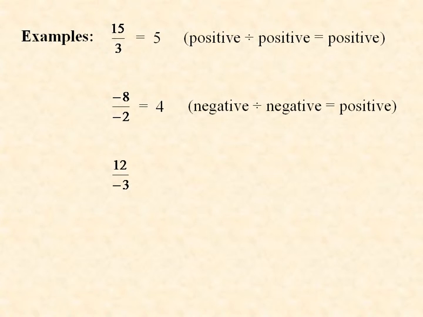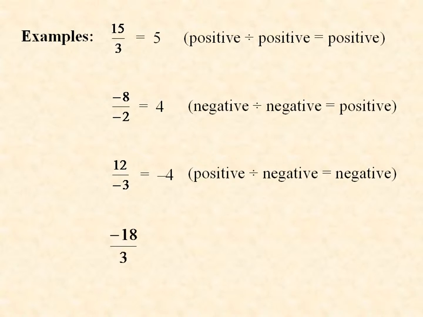12 over -3, 12 divided by -3 is -4. Opposite signs give a negative. A positive divided by a negative is a negative. -18 over 3 is -6. Again, a negative divided by a positive is a negative. Opposite signs, when divided, produce a negative.